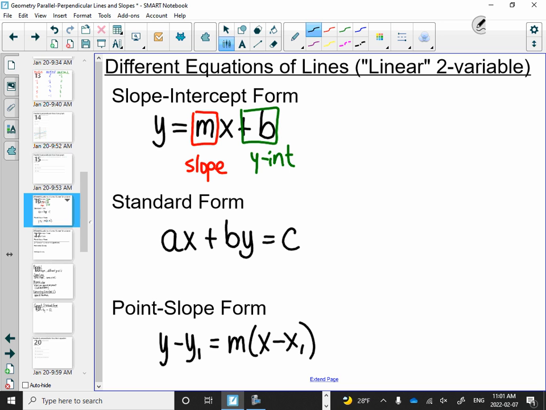Okay. Now, here's the frustrating part. Standard form. If it's in standard form, there's nothing that you can use from standard form. Okay? Nothing that you can use from standard form.